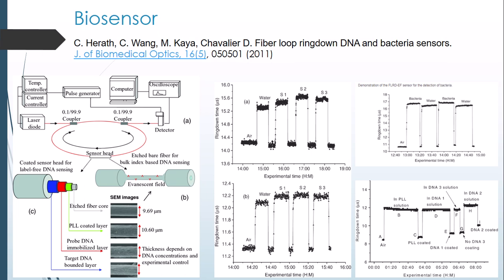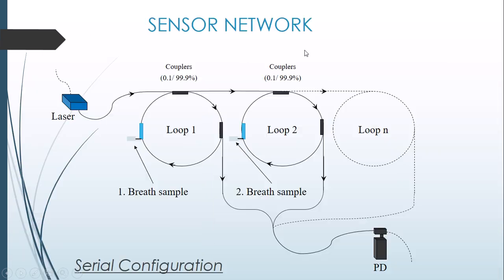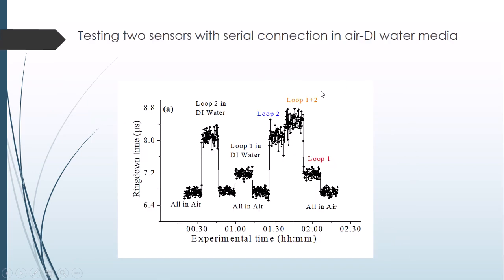These are my PhD studies. I'll pass through these studies faster. This is a biosensor application. We tested DNA 1, DNA 2 and DNA 3 applications and a bacteria application. And the sensor network setup: when we set up a sensor network, we can connect in serial or parallel. When we connect several loops in serial, we got several data with the working system.